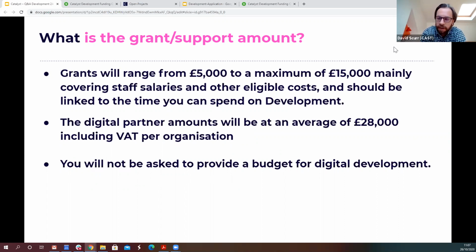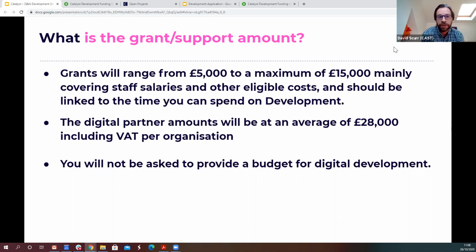The digital partner amounts will be at an average of £28,000, including VAT per organisation and per successful applicant, but you won't be asked to provide a budget for digital development. So when you are doing your application, you will only be asked to include direct eligible costs from your end. You won't have to include any costs covering digital development.